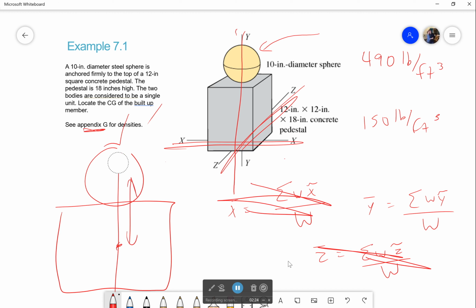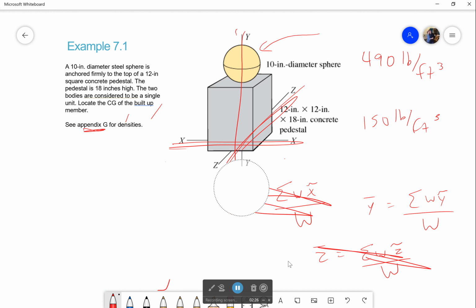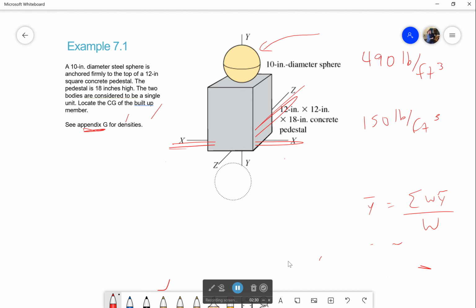Don't have to care about them because they're taken care of by the fact that there is this nice axis of symmetry right through the origin along the y-axis. So effectively what it tells me is that x bar is going to be equal to 0 and z bar is going to equal 0 as well. So I've got to find this y bar.